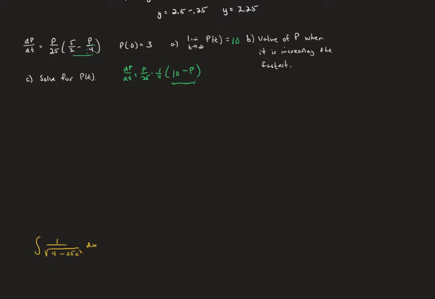The value of P when the population is increasing the fastest is always half of the carrying capacity, so that's going to be when P is 5.